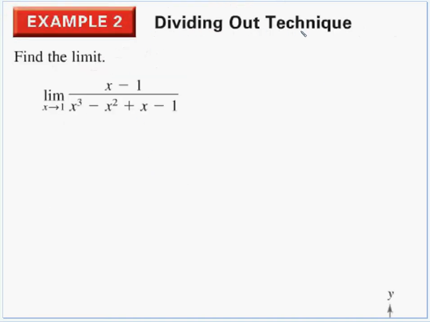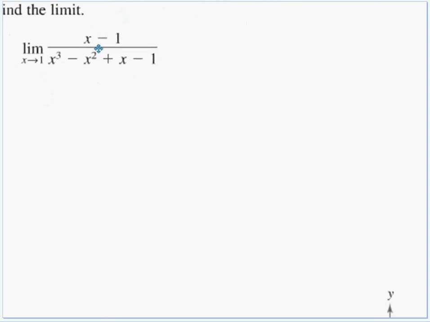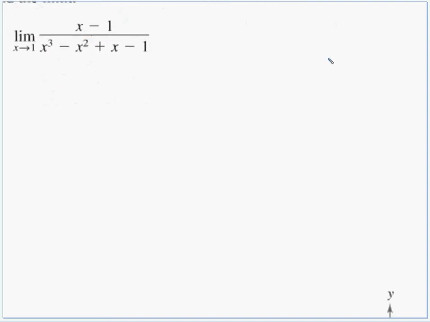Example 2, it's also a dividing out technique, but let's try here. First, of course, direct substitution. 1 goes in for x, 1 minus 1 is 0. Here's 1 cubed minus 1 squared, that's 1 minus 1. And then here, we're going to plug in a 1 for that x, 1 minus 1 is also 0. So we still have the indeterminate form.